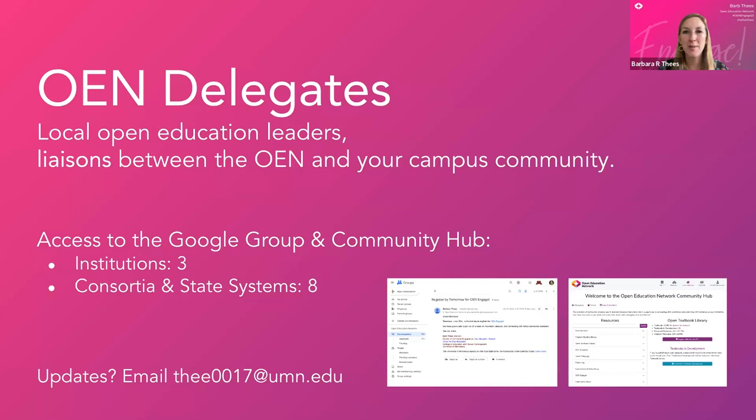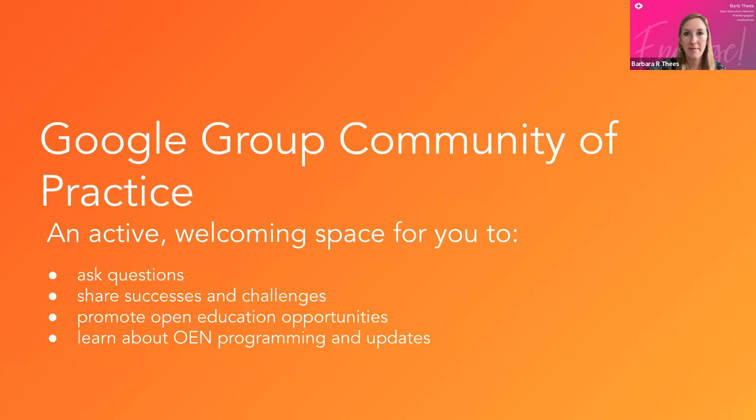I do want to point out that some of you here today may come from what we refer to as consortial institutions, meaning that you're part of OEN member consortia or state systems, but not necessarily direct members of the OEN yourselves. As part of our member consortia, you can upgrade your membership at a discounted rate to add your own delegates and gain direct access to these tools. For more information on that discounted institutional membership, check out the link to our website in the chat.